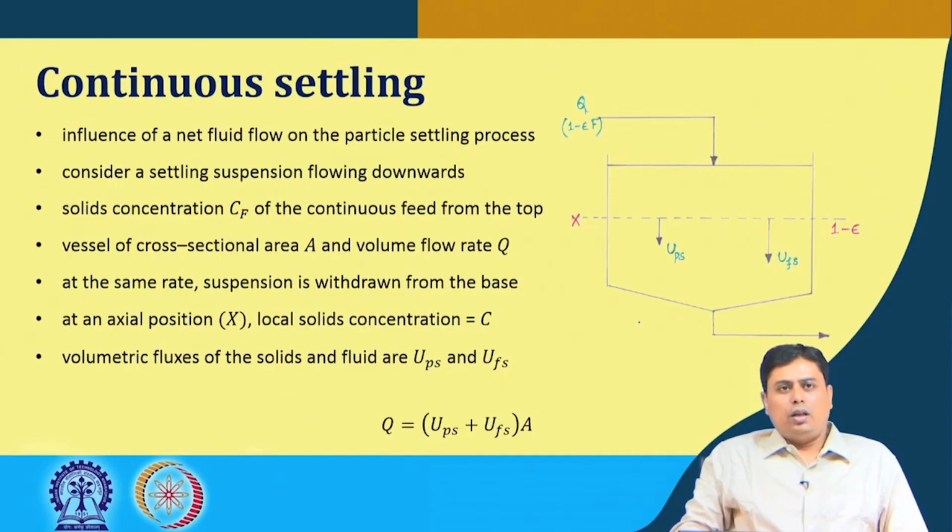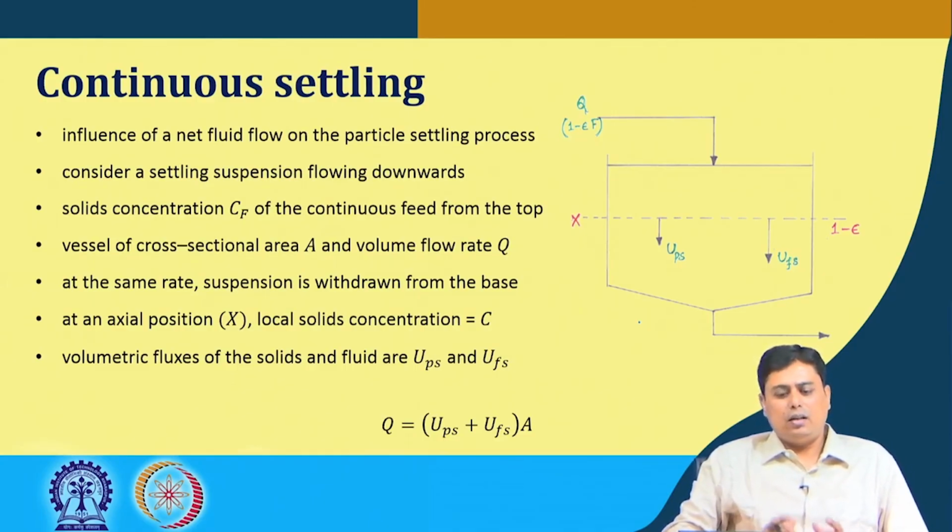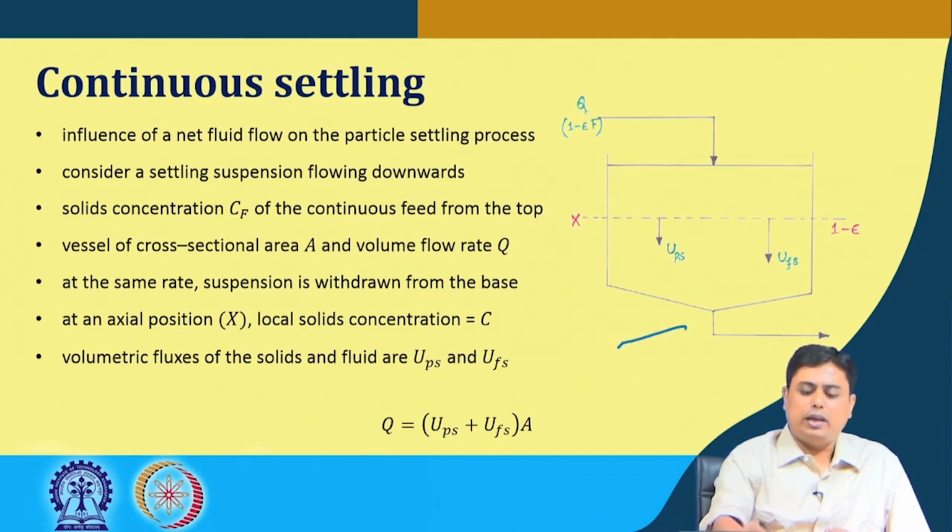Now, if we move on to the continuous settling part, that means there is an influence of net fluid flow on the particle settling process, because in the batch settling case there was no net flow rate, nothing was coming inside your measuring vessel and nothing was going out as well. At a fixed time, everything is charged, everything is settled, and then you take it out as the operation ends. But here the schematic is something like that.